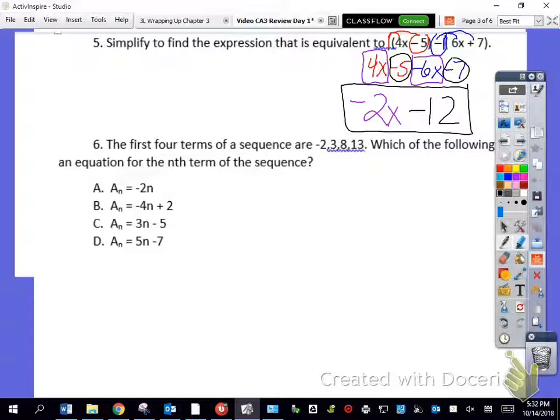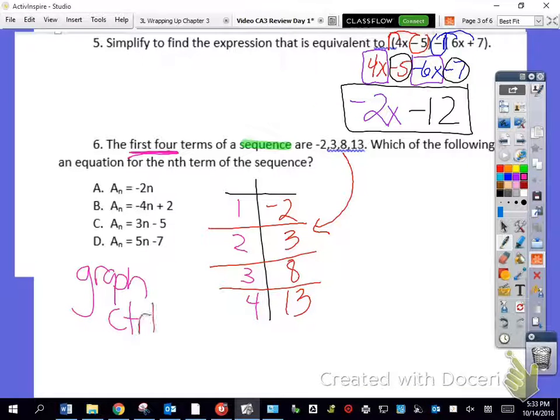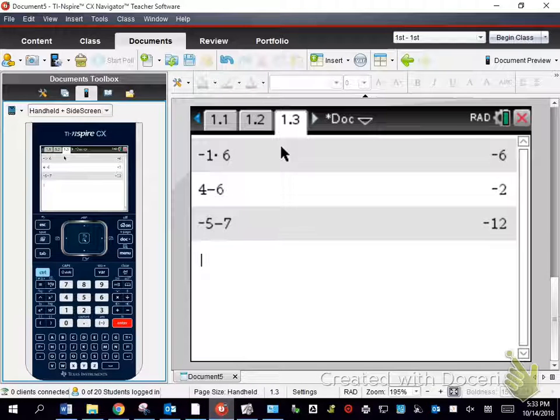On number 6, automatically I see sequence. And anytime you see a sequence, you're going to set up the t-chart. Now, the sequence numbers are going to go in the y column. So negative 2, 3, 8, and 13. Now, notice it says the first 4 terms. So this is 1, 2, 3, 4. First 4 terms. And then all you're going to do is graph, and look at your table, Control T, and you're going to see which one matches. But instead of an N, make sure you use an X. Okay, so I'm going to graph these and see if they match.